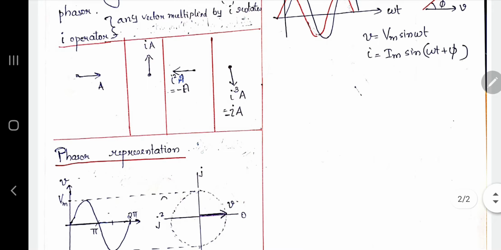Before going into how to represent it using a phasor, I'll show you what is meant by the j operator, which you have already studied; I'm just revising it. So what is a j operator? You have studied it in mathematics. What is a j operator?